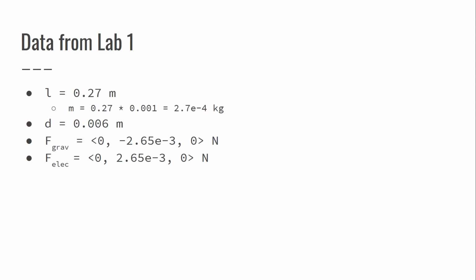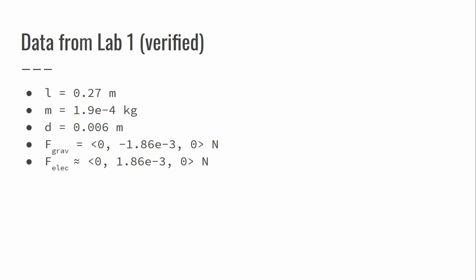Here, we can see my data from Lab 1. The length of the tape was 27 centimeters, which worked out to be 0.27 grams, using the ratio provided in Lab 1. Using the mass, we can calculate the force due to gravity to be 2.65 times 10 to the minus 3 newtons in the negative y direction. From Newton's third law, we know that the electric force has the same magnitude in the positive y. Lastly, the distance at which I held the tape was 0.6 centimeters underneath the top tape.